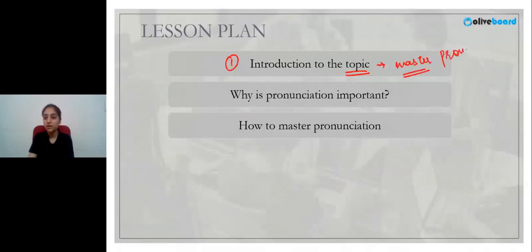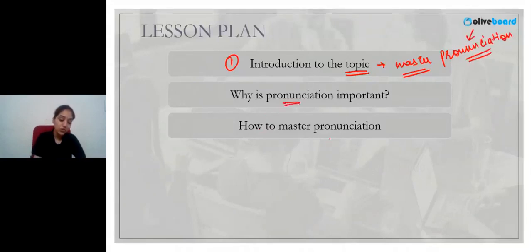How to master pronunciation. Notice, pronunciation is one word that is often mispronounced, so you have to be very careful about such words. It is not "pro-noun-ciation", it is "pronunciation". Notice the spelling also.